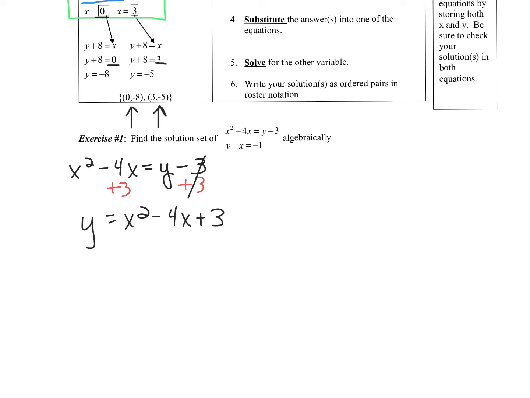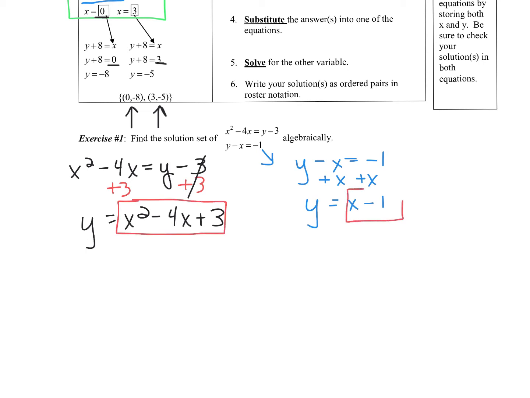For my linear equation, I'm going to put that over here. I have y minus x equals negative 1, so I'm just going to add x to both sides, and I get y equals x minus 1. From here, I have two y equals. I'm going to set what y equals equal to each other, so I'm going to set x squared minus 4x plus 3 equal to x minus 1.